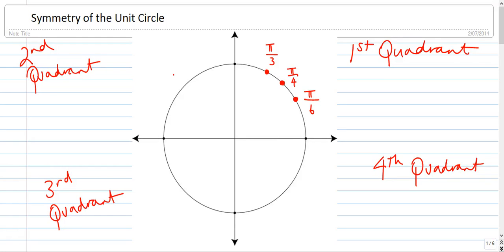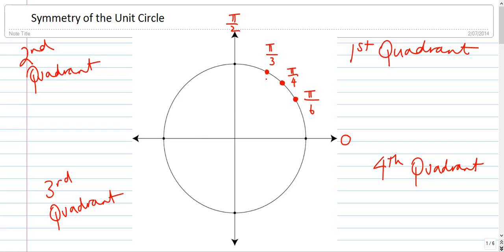Here we're going to look at the symmetry of the unit circle and how this can help us find sine, cos and tan values for other angles that aren't in the first quadrant. So what we've considered so far is we need to know our sine, cos, tan values for angles such as 0, pi on 2, but also pi on 6, pi on 4, pi on 3.